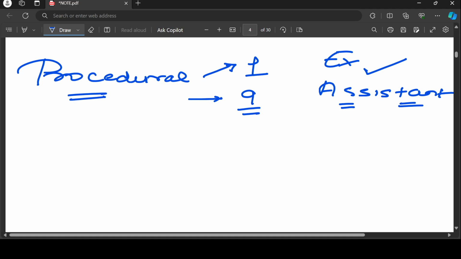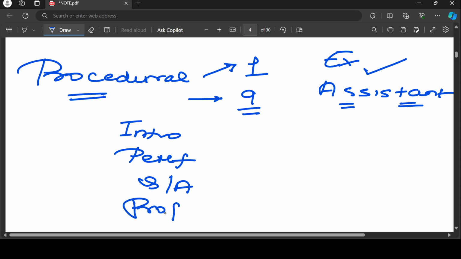When you enter the station, own the station. It is your station, you are going to do the procedure, so whatever you need, you ask for on the spot. In procedural stations, you enter, do the introduction, the performing part, and the questions and answers from the examiner and patient, and at the end, professionalism and empathy.